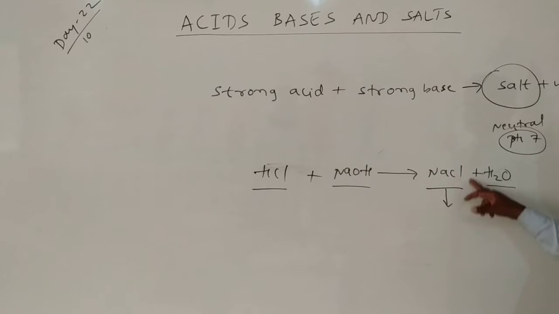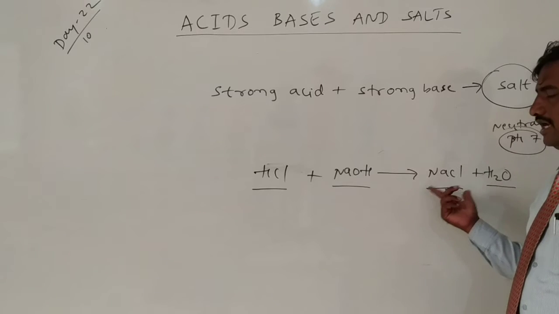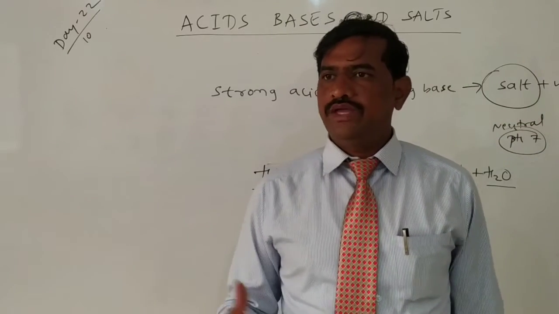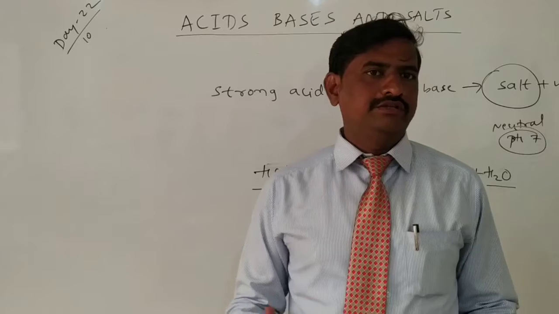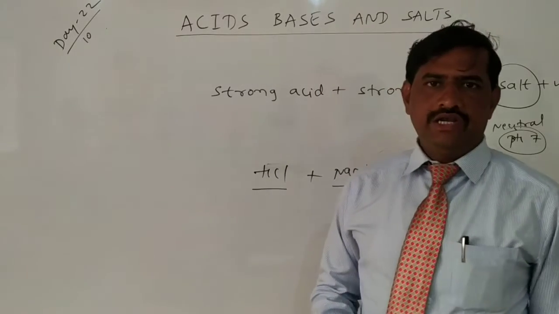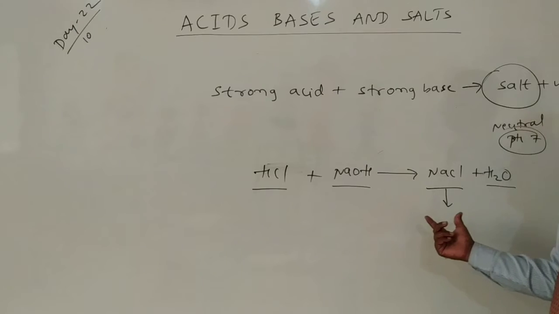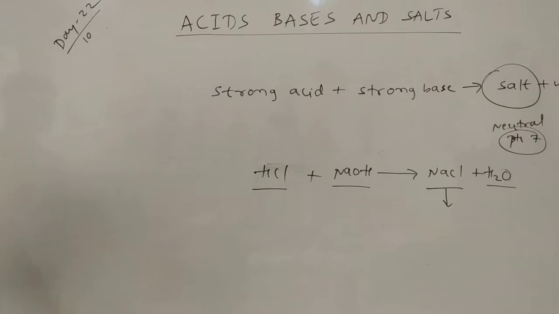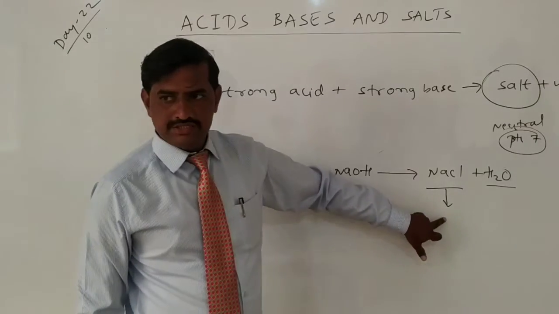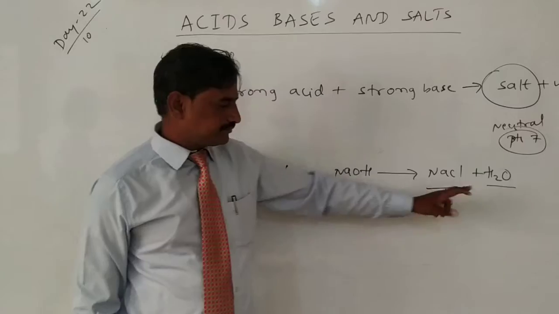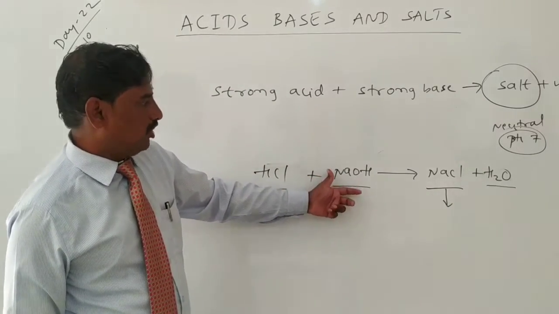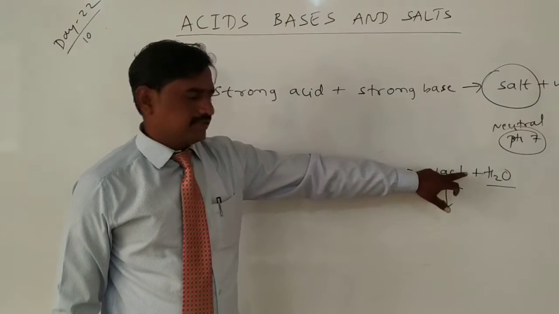This salt, which has a pH value of 7, we usually use in our daily life to make different substances or different compounds. So here HCl plus NaOH gives NaCl plus H2O. The HCl is a strong acid and NaOH is a strong base, giving NaCl plus H2O.